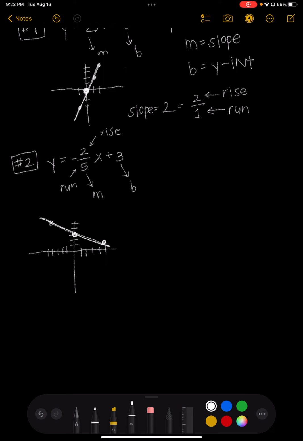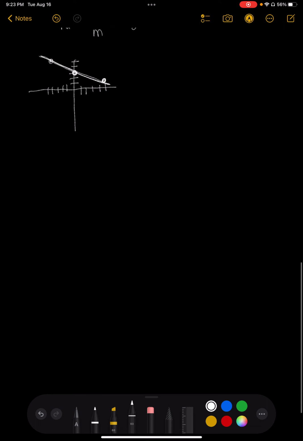All right, so now that we figured out how to graph when it's in slope-intercept form, let's talk about how to graph when it's in standard form. So the next example I have is 2x minus 4y equals 8. All right, so I'm going to show you 2 different ways that you can do this. With this example, we're going to do it with intercepts.